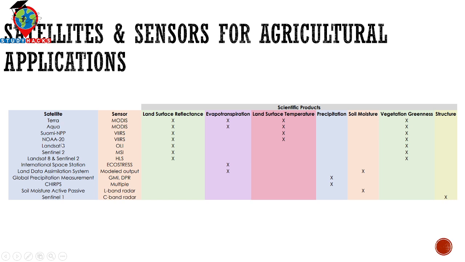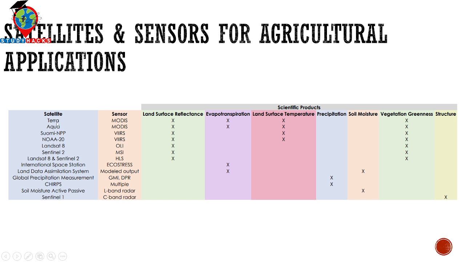I will explain all of those things one by one, such as Terra, Aqua, Suomi NPP, NOAA-20, Landsat 8, Sentinel-2. Okay, so International Space Station, Land Data Assimilation System, Global Precipitation Measurement, CHIRPS data set, Soil Moisture Active Passive, Sentinel-1. So all of you can see also the sensors about that.